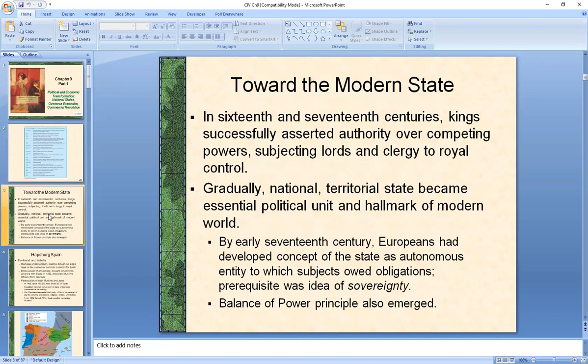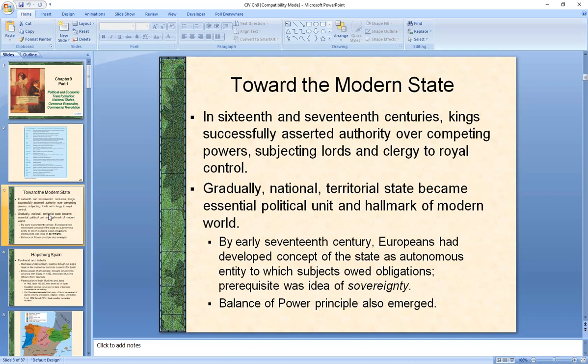In the 16th and 17th centuries, kings asserted authority over competing powers. They were the ones who subjected lords and clergy to royal control. But gradually, the national territorial state becomes an essential political unit and part of the modern world.